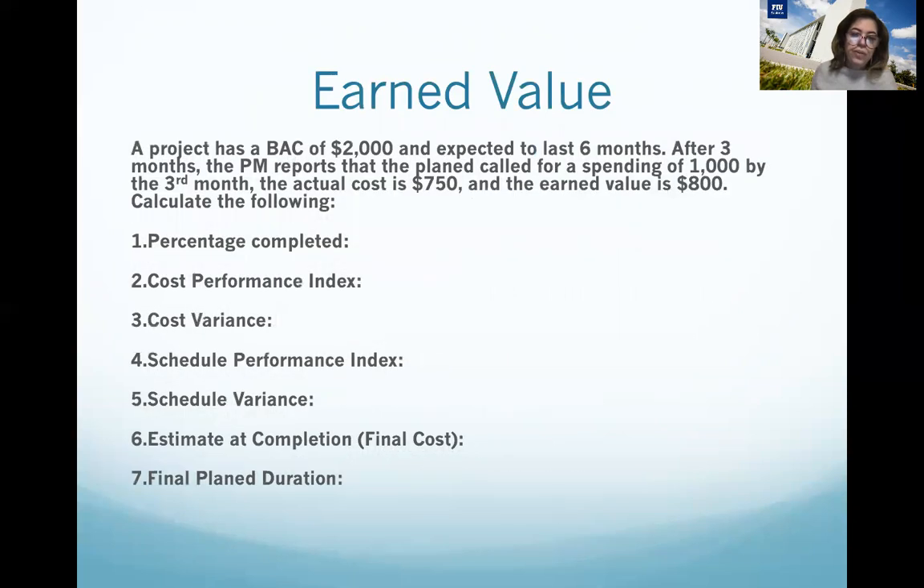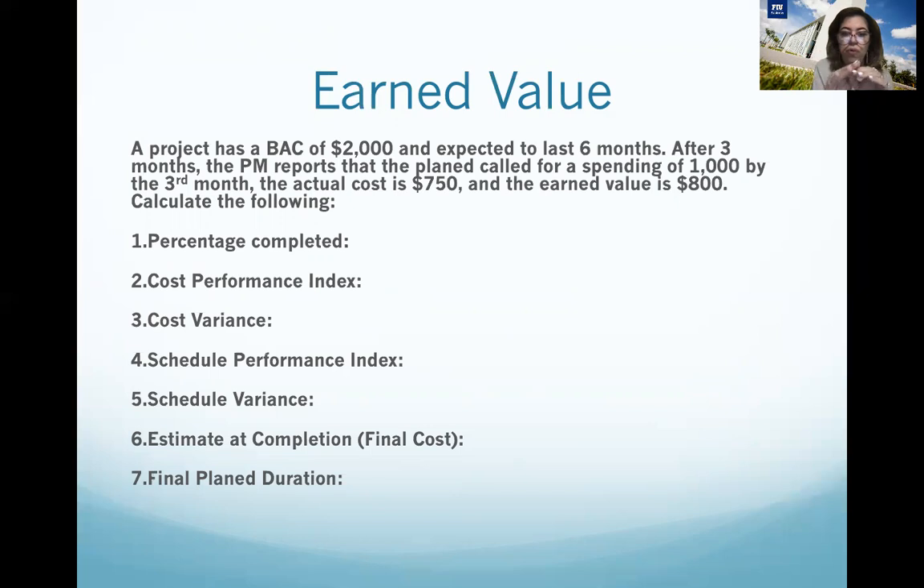So let me continue with part number 2 of this example. I will say question number 2, I'm sorry. A project has a budget at completion of $2,000 and is expected to last 6 months. After 3 months, the project manager reports that the plan called for a spending of $1,000. By the 3rd month, the actual cost is $750 and the earned value is $800.